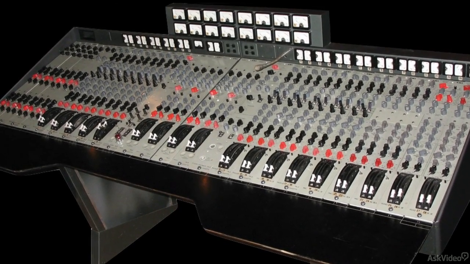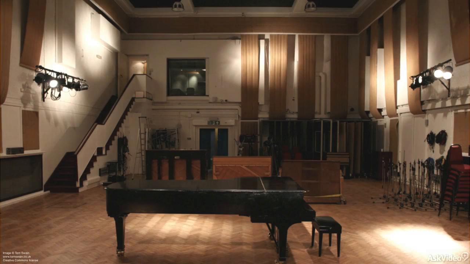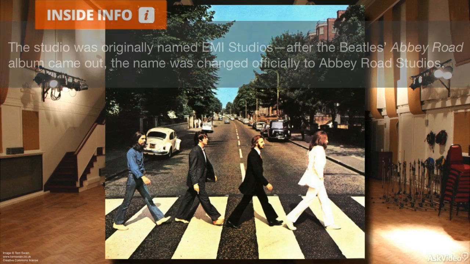The first TG console was installed in Studio 2 in 1968 and used to record the Beatles' Abbey Road album the following year.